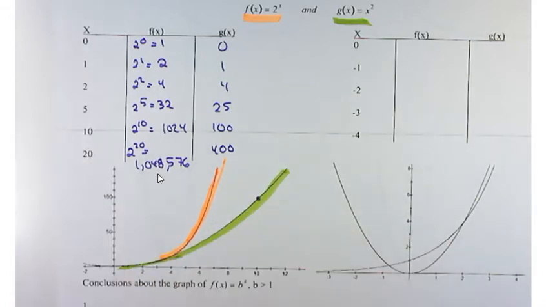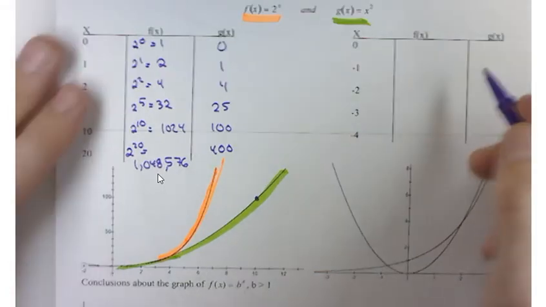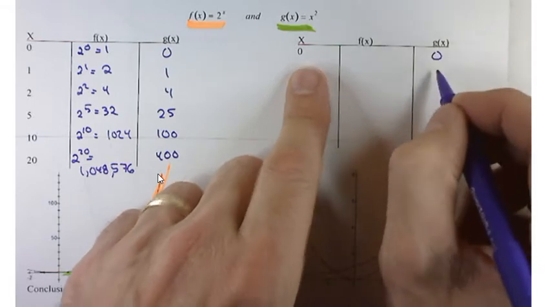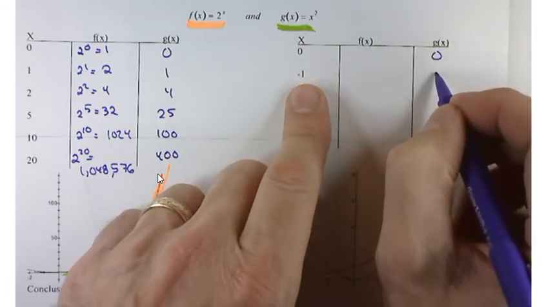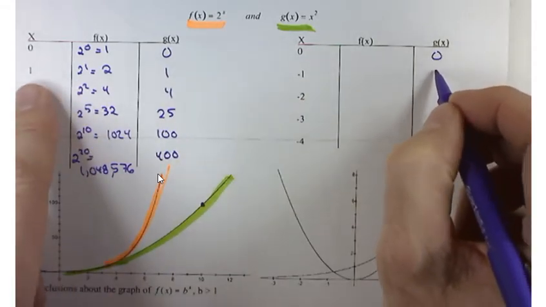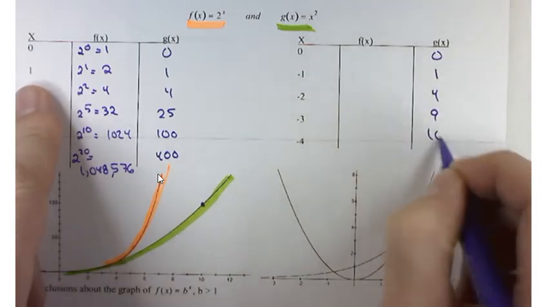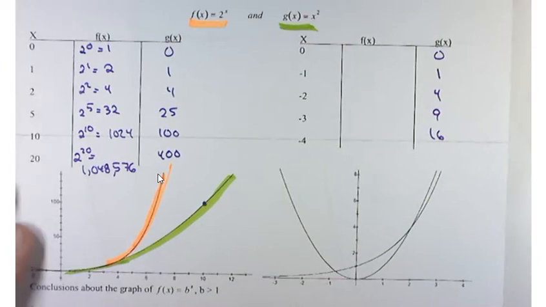Let's take a look at things on the other side of the x-axis. Values of x that are negative. So for values of x that are negative, let's take a look at, well, 0 squared is still 0. Negative 1 squared, doesn't matter if we square 1 or negative 1. You're still going to get 1, 4, 9, and 16. Some familiar values there.